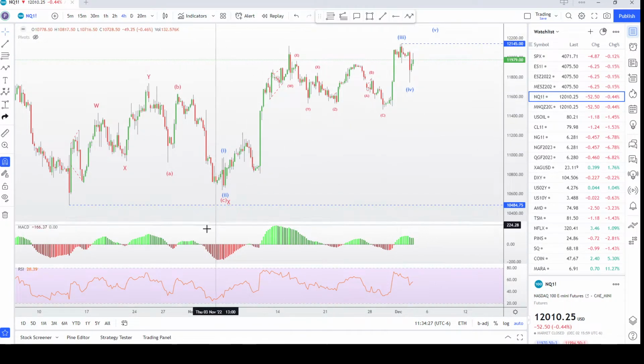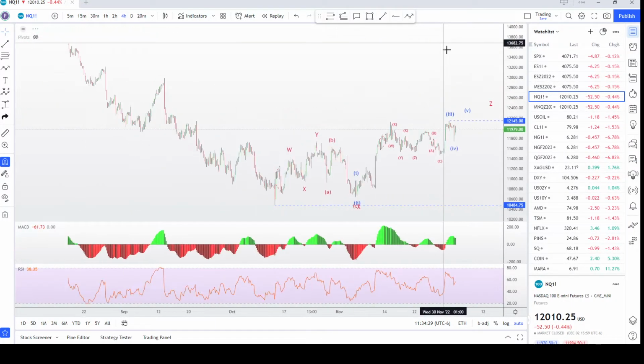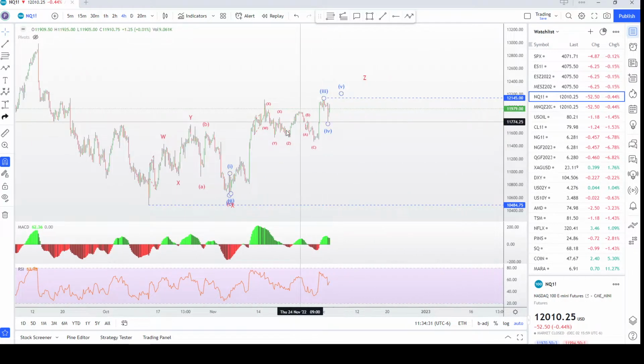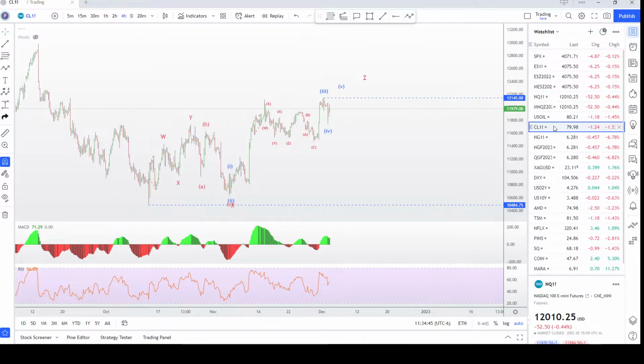This is going to be creating the Z wave here. So I still see more up in the Nasdaq, just like the S&P. It's just a matter of what type of correction that they want to make here. And let's go over to oil.